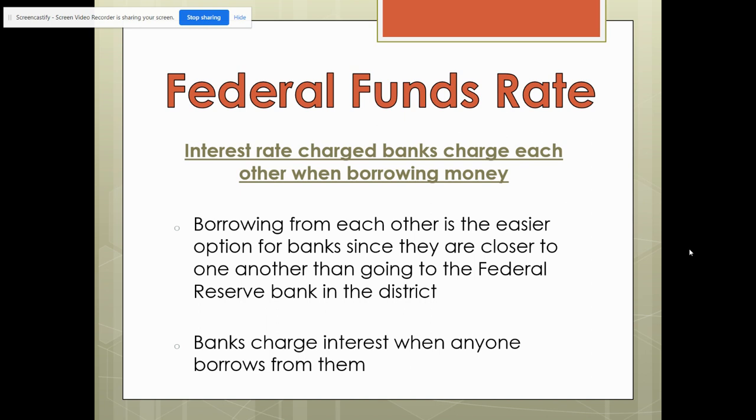All right. So it does tend to be a little bit easier for banks to borrow from each other, since they're right down the road or the next town over, than it is to drive to your Federal Reserve Bank to borrow the money. But they have that option.